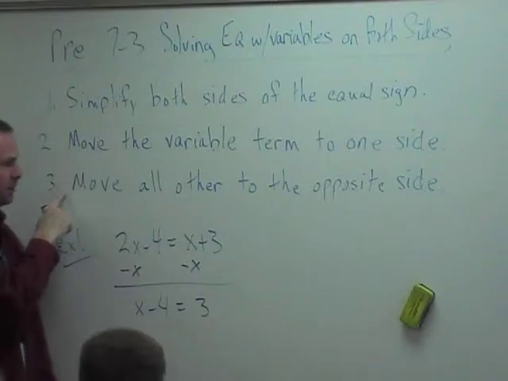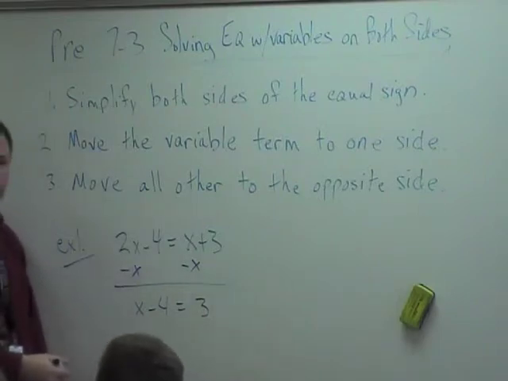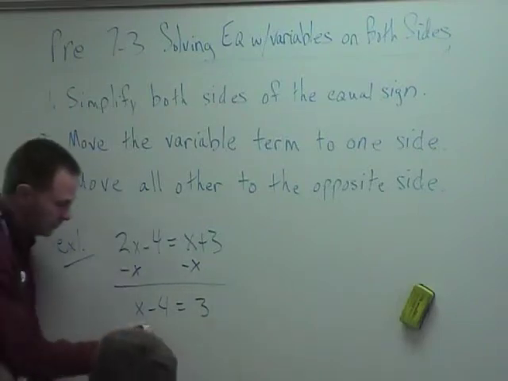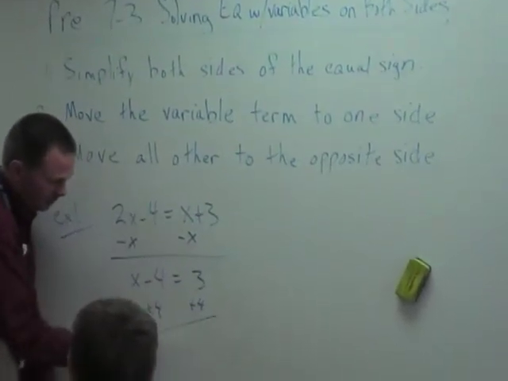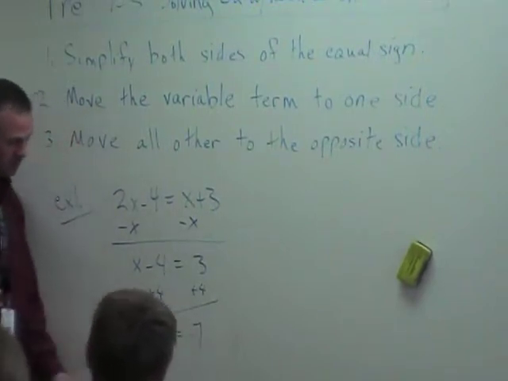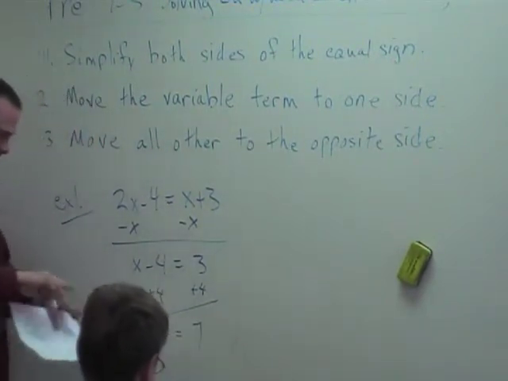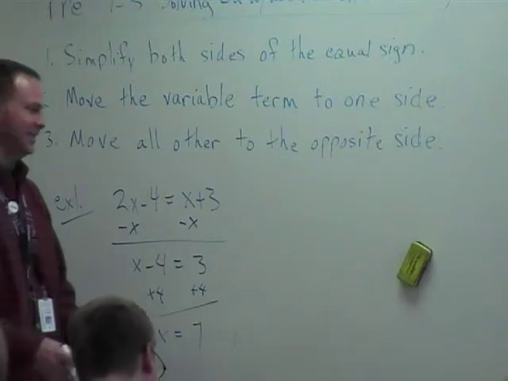Step 3, move all the other terms to the opposite side. So let's move the minus 4 to the right. How do we do that? Katie? Add 4. So Katie, what's the answer? Yep, x equals 7. Pretty easy, right? Yay! Until we get to 8th grade stuff.